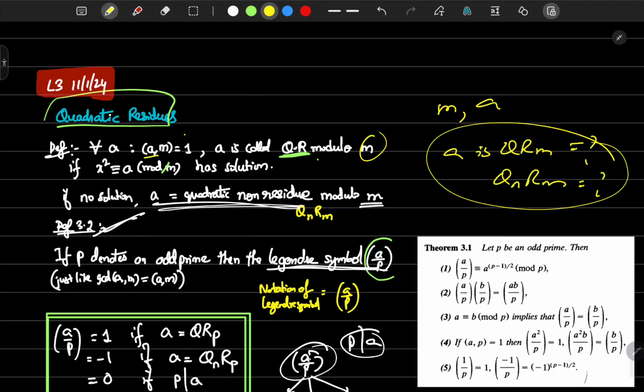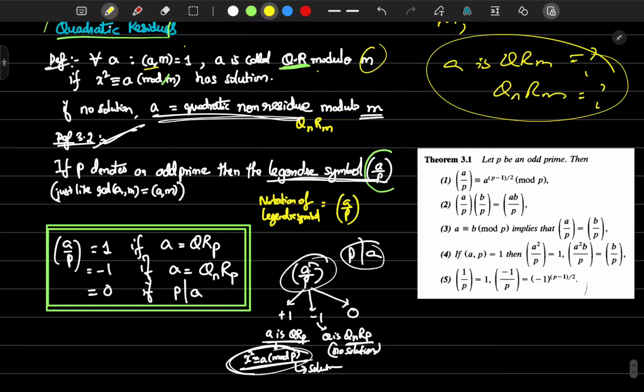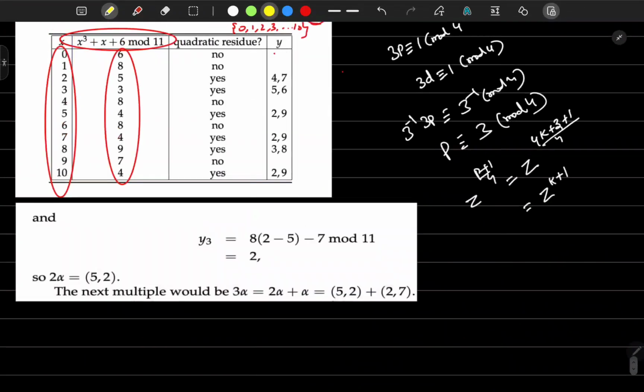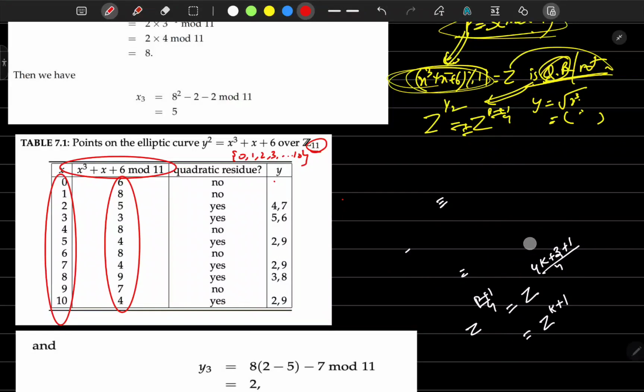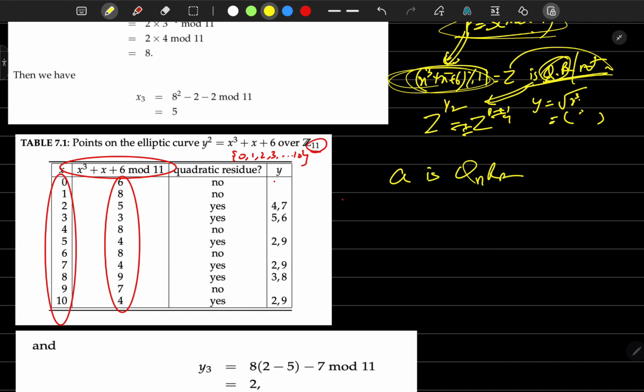How to tell? We have one simple formula: if the Legendre symbol of a by p equals 1, then a is a quadratic residue modulo p. If it is minus 1, then it is not a quadratic residue modulo p, and it is 0 if p divides a. You got my point. Suppose a is a QNR, I mean if the z value, this is called z, please note it down.